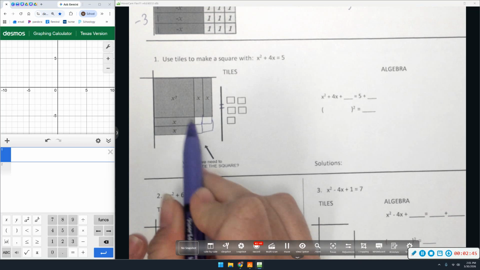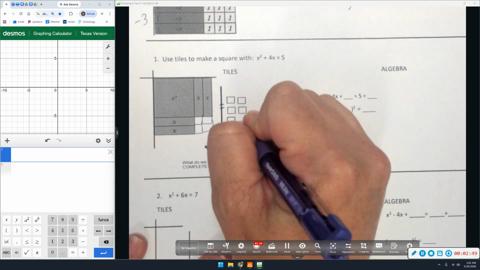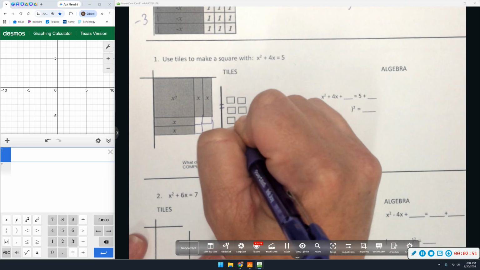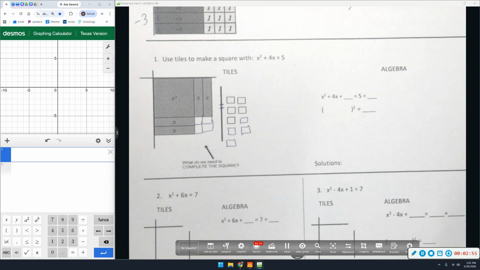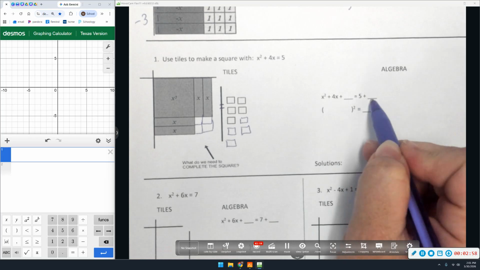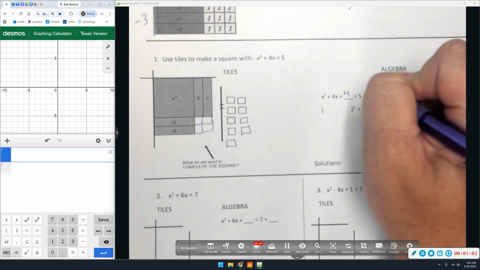Well, if I add 4 to this side, what do I have to do to that side? Add 4 more. So 1, 2, 3, 4. Well, algebraically, didn't I just add 4 to each side? Yeah, so that's all that we need to put in that blank.